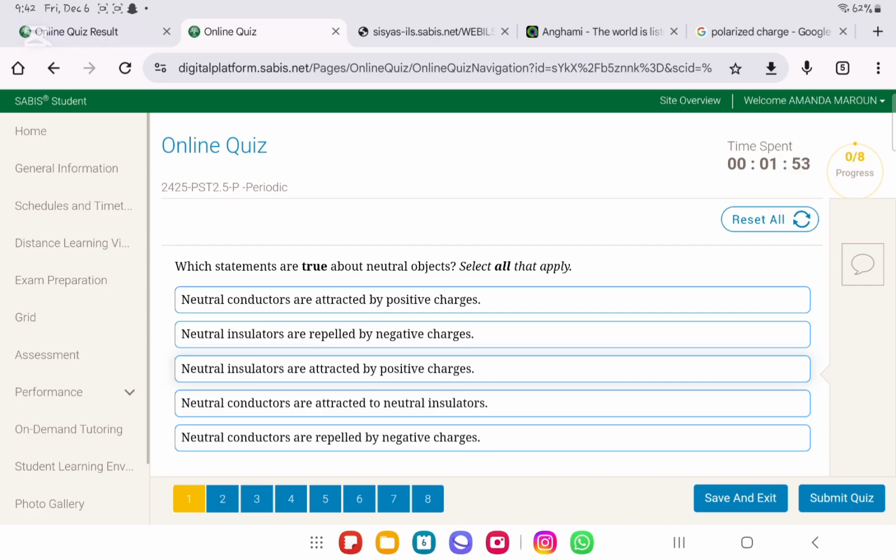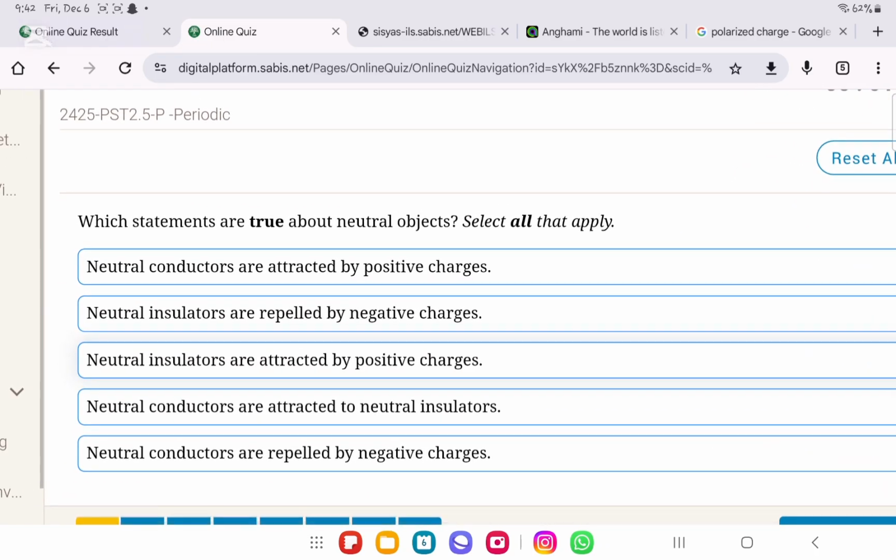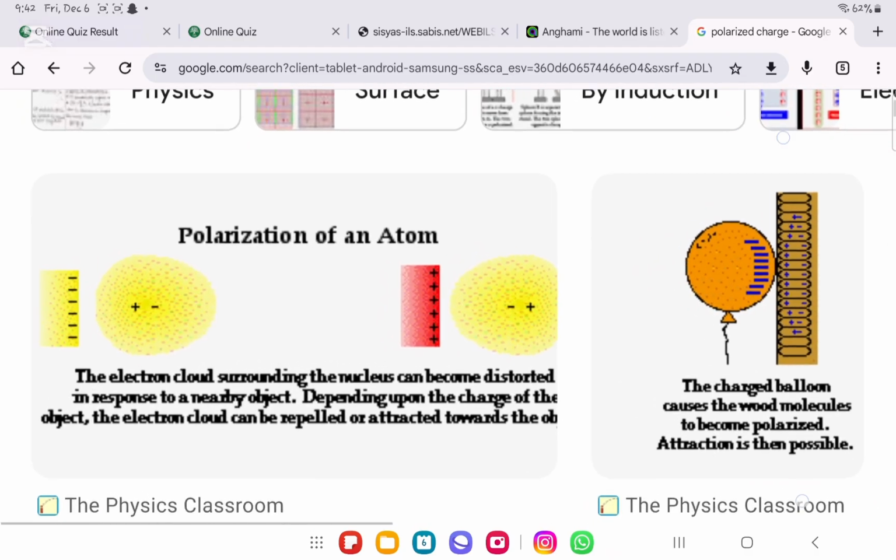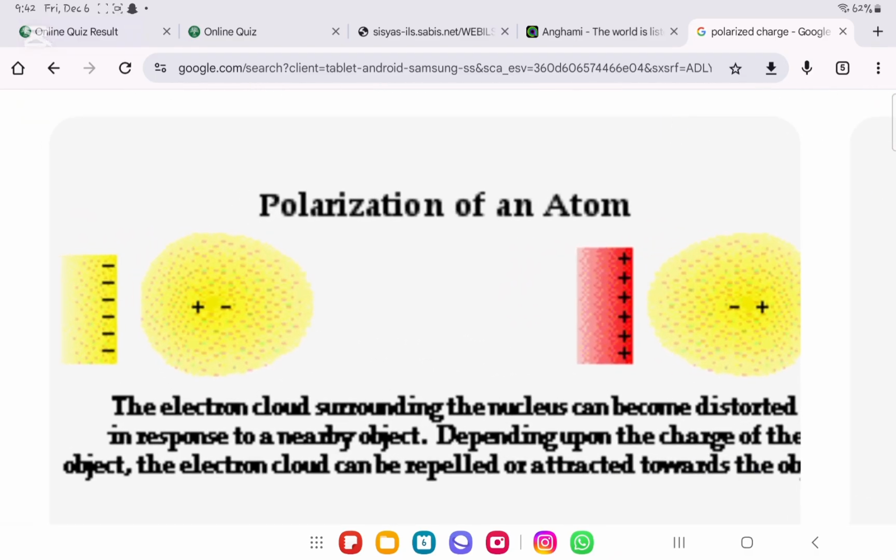Which statements are true about neutral objects? Whenever we're talking about neutral objects, we know that if they are neutral, they can be attracted by positive and negative charges, no matter if they are conductors or insulators. Now, how does this happen? This happens by polarization. Now I want to open a picture for you over here. This is the polarization of an atom.